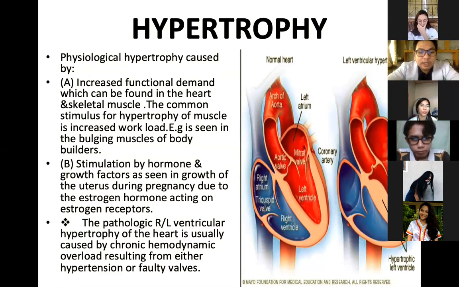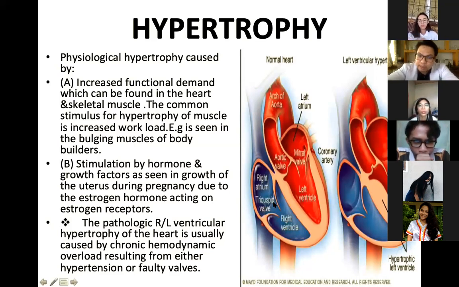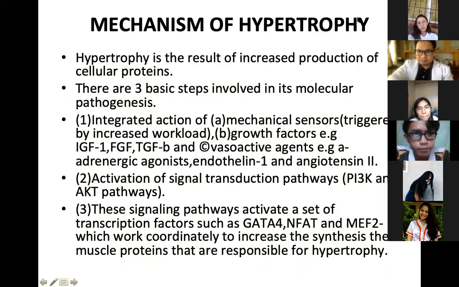Pathologic ventricular hypertrophy of the heart, usually caused by chronic hemodynamic overload resulting from either hypertension or faulty valves. Lumalaki ito, this is ventricles, class, because of increased blood flow due to hypertension. Okay, this is the normal heart. This is the pathologic one. Hypertrophic left ventricle. Okay. Yan. Okay. Next is the mechanisms.